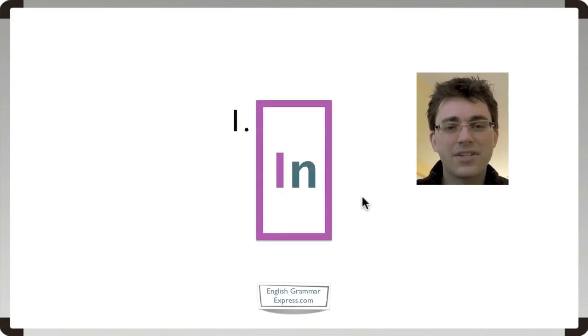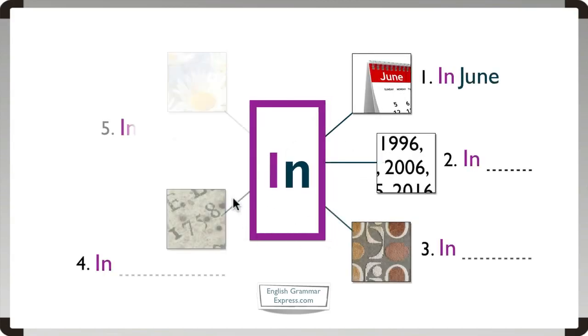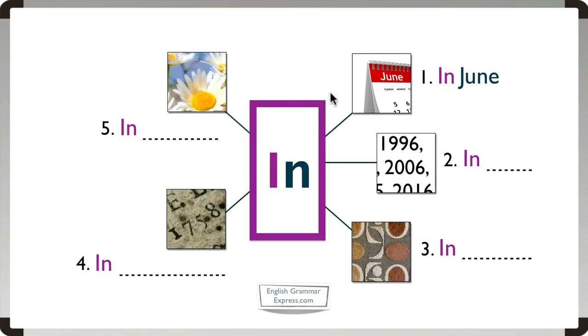So let's get started with in. And we use in for longer periods. And there are 5 examples on this page, and each example has a picture to help you remember in future. Number 1, in June, we've seen already, and this shows us that we can use in for months. So, in June, in July, in August, and so on.